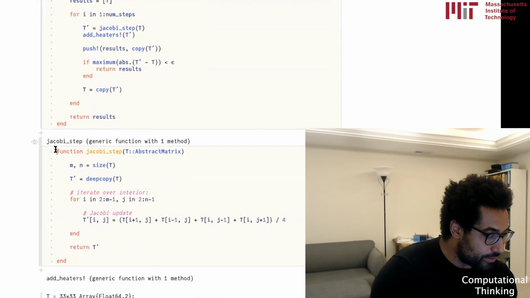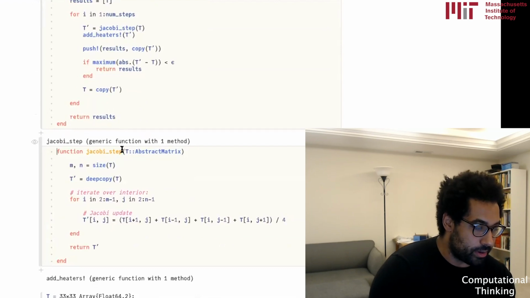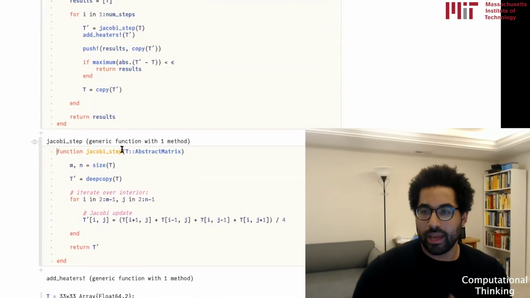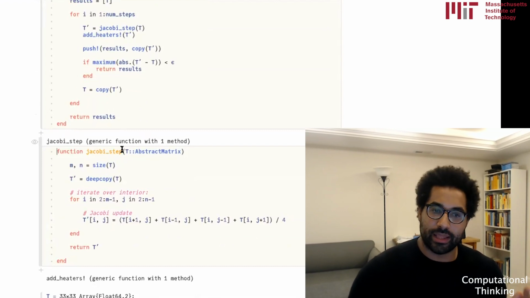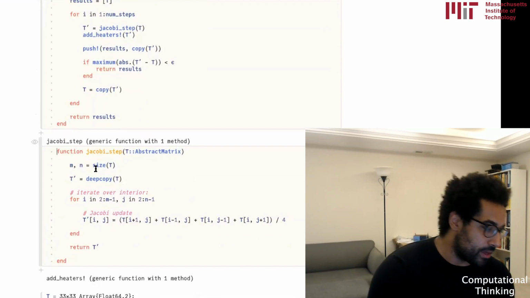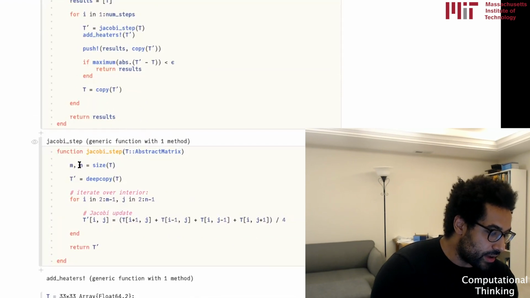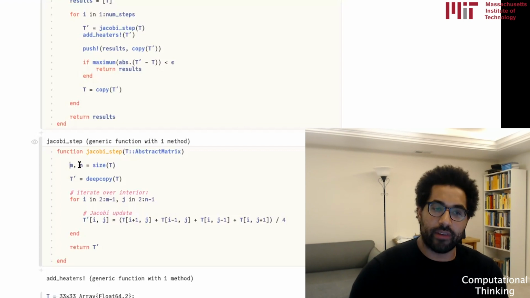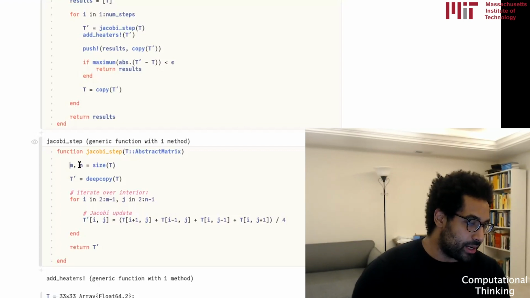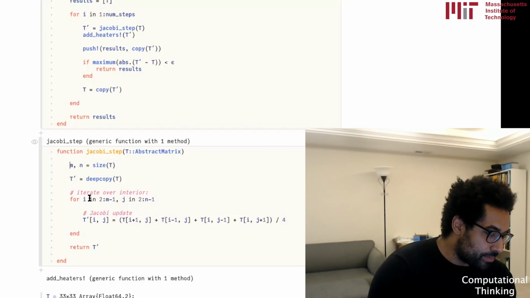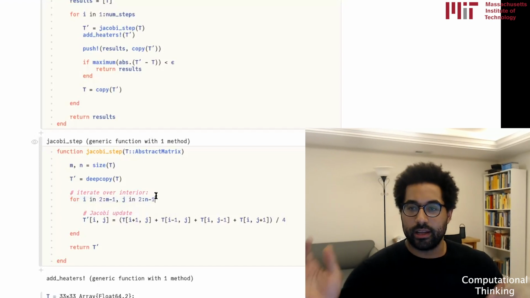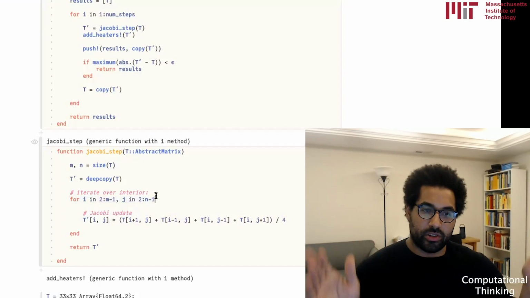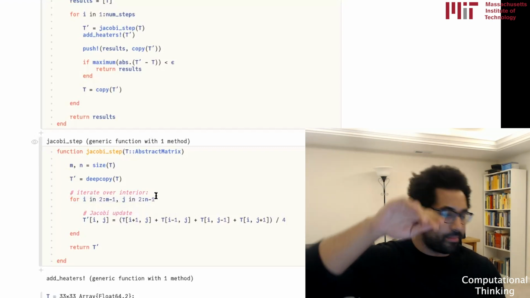So here I have a function, Jacobi step, which takes in some matrix T, an abstract matrix. We can think of this as an array. It takes these values m and n, which tell us how many rows and how many columns our array has. And what it does is it just picks every single point in the interior of our array, so we're ignoring the two boundary columns and the first and bottom row.